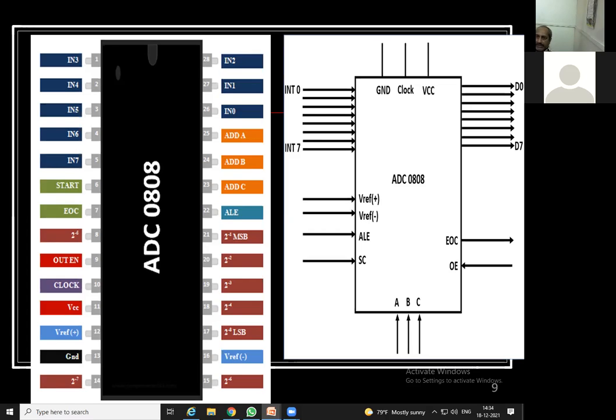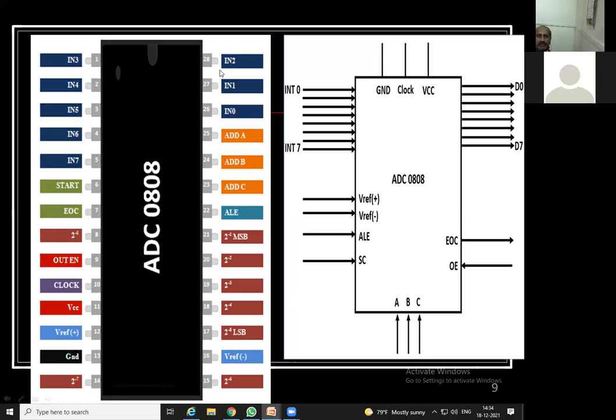For example, if you are taking the reading of temperature, if it is 30 degrees Celsius, it is going to be converted into the digital form, that is 11010011, like that. So in that way the ADC is going to work. So how is it going to work with the help of the 8051? For that, you require one IC. It is known as the ADC 0808. So this is the ADC IC.